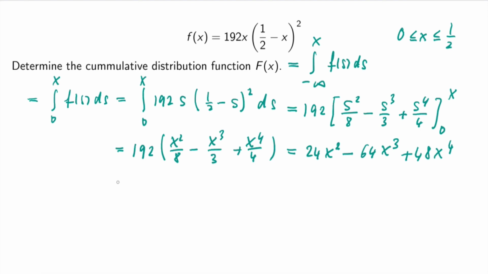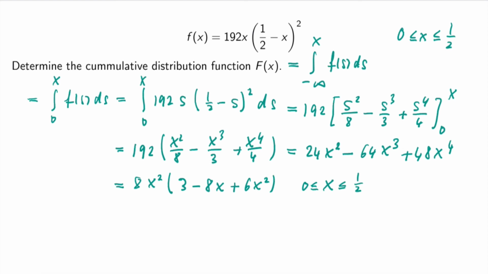And now there's a common factor if you want to make it really beautiful. So you factor out 8x squared. And then the first one is a 3. And you get minus 8x and plus 6x squared. This is our cumulative distribution function F of x, for 0 less or equal x less or equal 1/2.